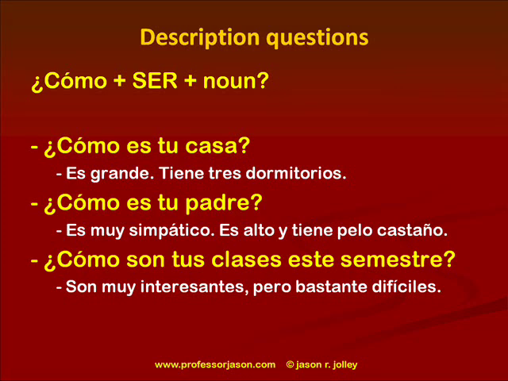¿Cómo es tu casa? Mi casa es grande, tiene 3 dormitorios, 2 baños, una cocina grande, etc. They might ask about a person, in which case they want a description of the person's personality, their physical characteristics, a combination of both. ¿Cómo es tu padre? Mi padre es muy simpático, es alto y tiene pelo castaño. And I could go on. Or, ¿cómo son tus clases este semestre? Mis clases este semestre son muy interesantes, pero bastante difíciles. So I'm going to proceed to give a description.